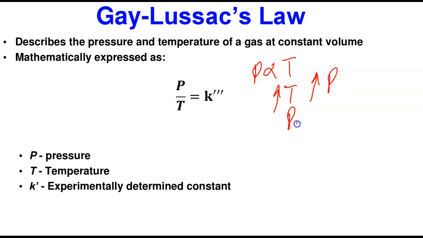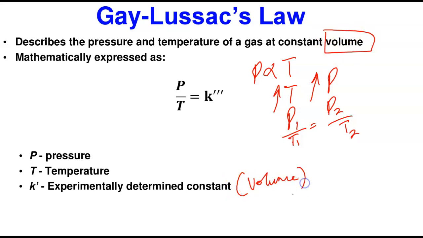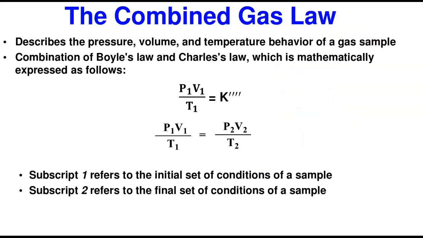And of course, at any point in time, P1 over T1 will be equal to P2 over T2. And again, the subscript 1 and subscript 2 represent the initial and the final conditions respectively. And in this one, what is constant? The volume is actually kept constant. So the experimental constant here is the volume of the gas.